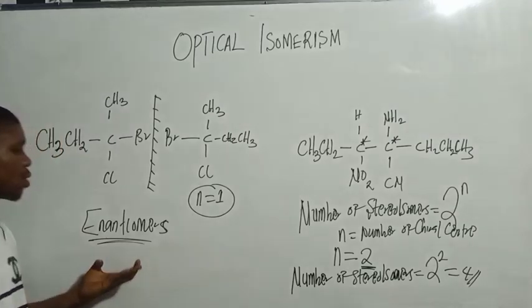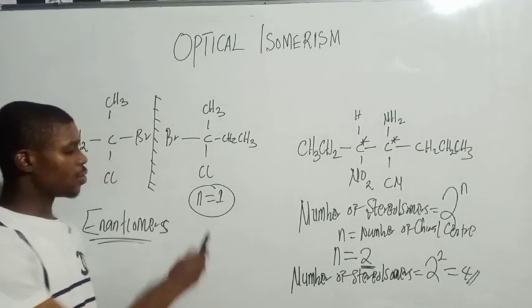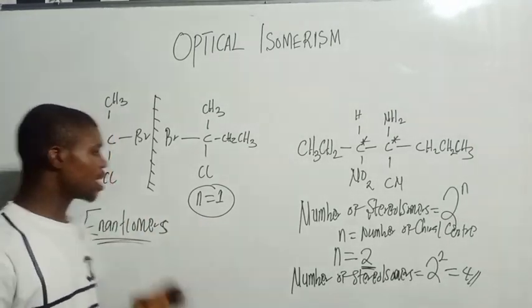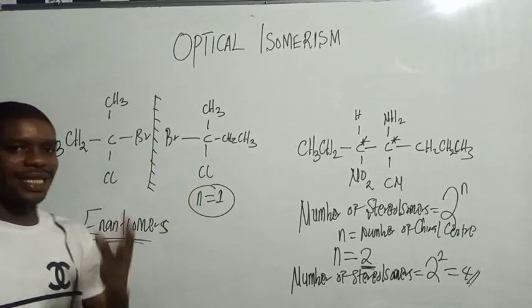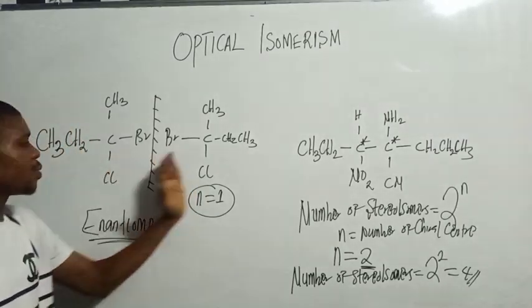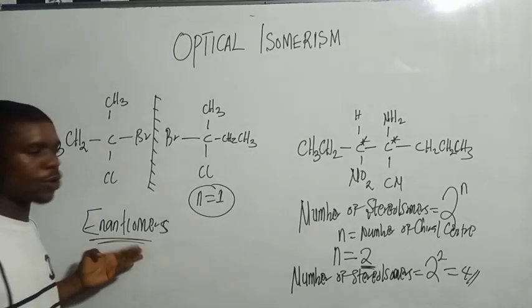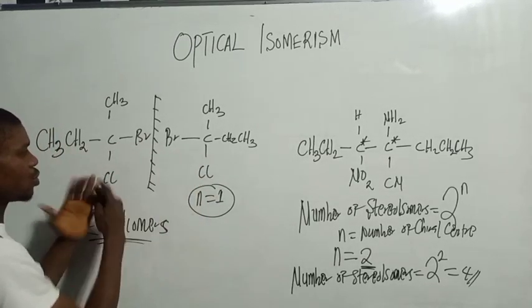But yeah, this one is having only one carbon center. Now because I have only one carbon center, what does it mean? Well, I have two possible stereoisomers. And the two possible stereoisomers are called enantiomers because they are mirror images of each other.